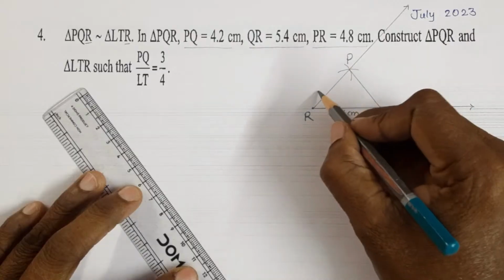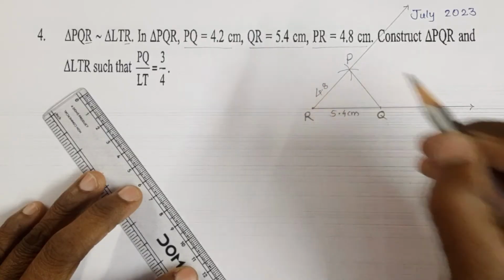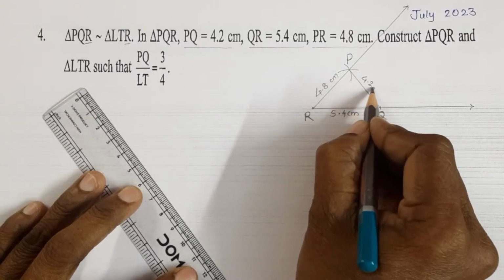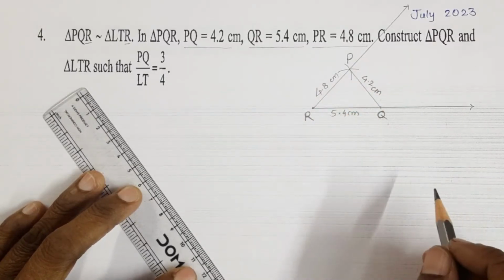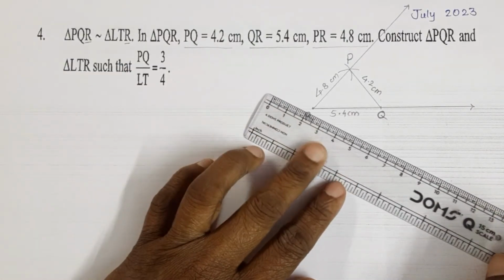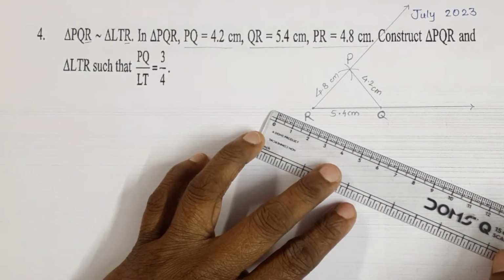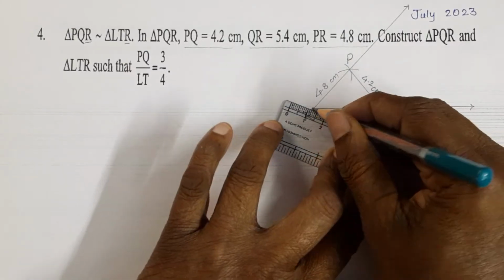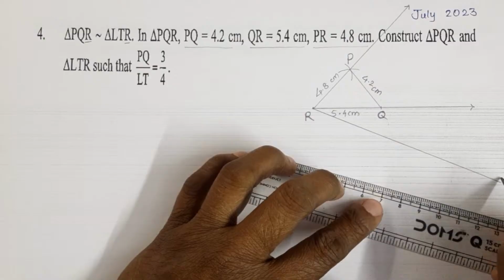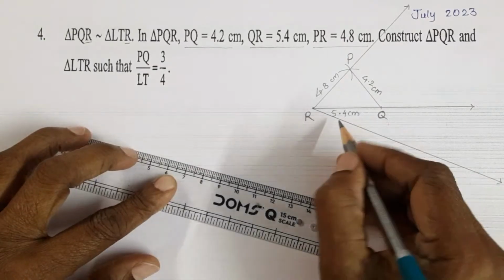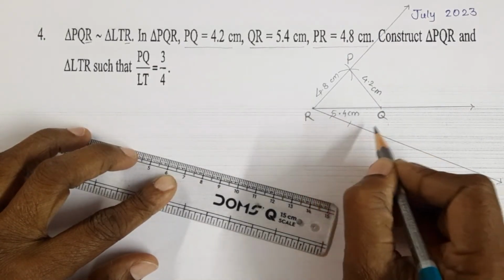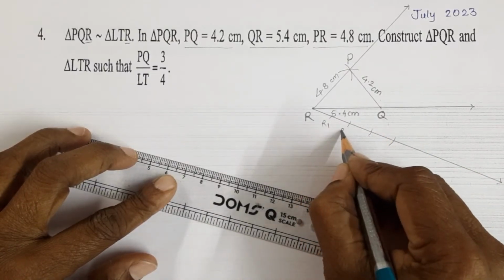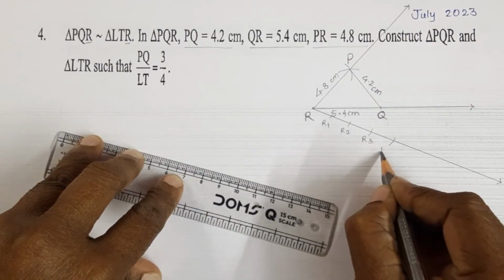So here PR is 4.8 centimeter and PQ is 4.2 centimeter. Now here students, we have to construct LTR. Making an angle this way, and the 4 parts: 1, 2, 3, 4. So join R1, R2, R3 and R4 students.